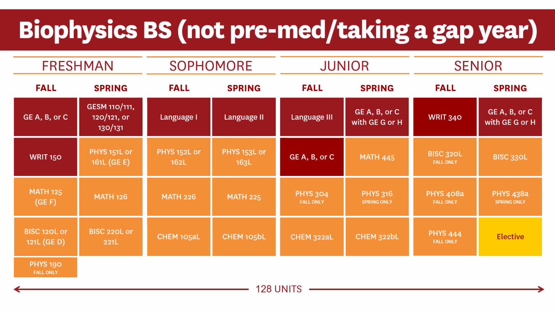While this is a sample course plan for students who are not pre-health or who are planning to take a gap year between USC and graduate school, the difference here is that students don't typically need to start with both biology and chemistry in their first semester.